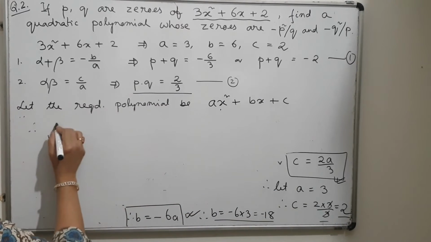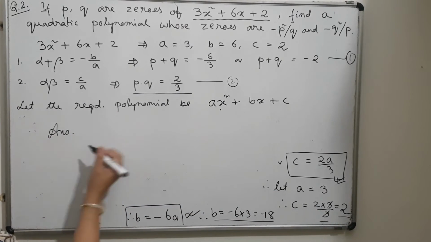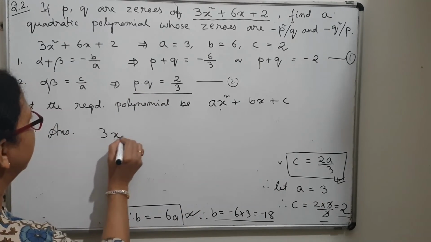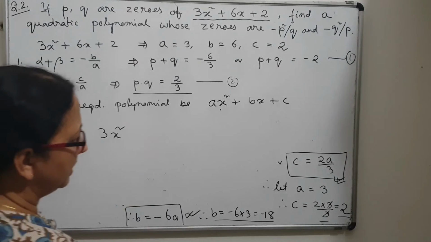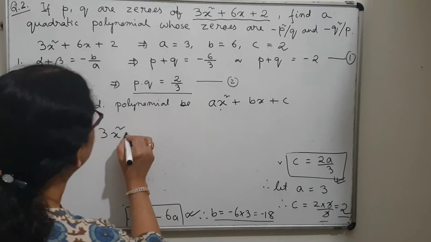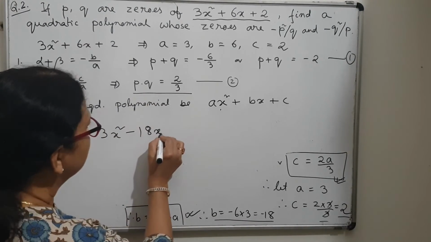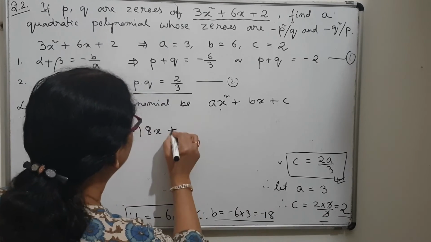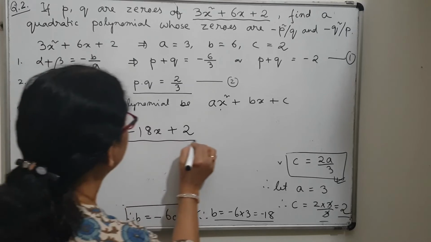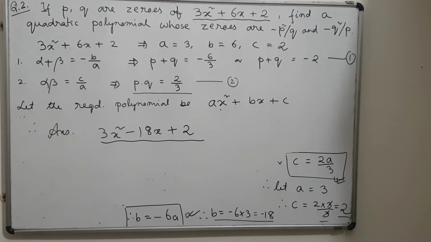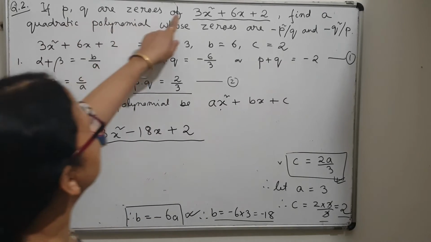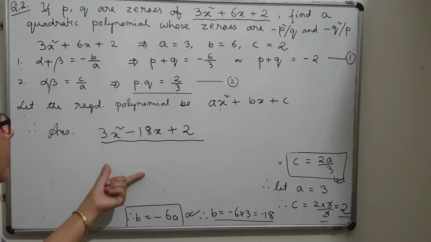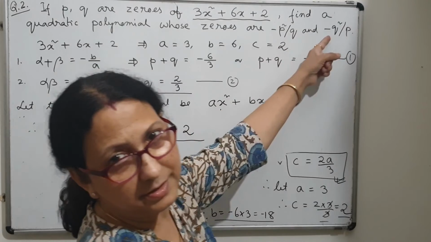Therefore, the answer, the required polynomial, is this one. I have taken the value of a as 3, so 3x square. B is minus 18, so minus 18x plus c is 2, plus 2. So this is the answer. If p and q are the zeros of this polynomial, then this will be the quadratic polynomial whose zeros will be this and this.